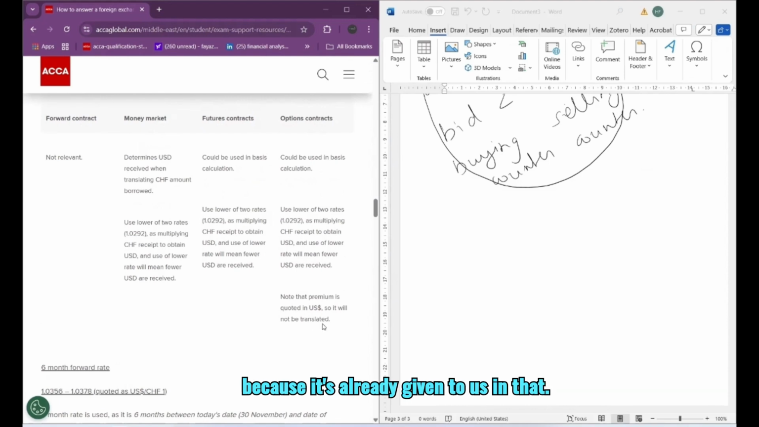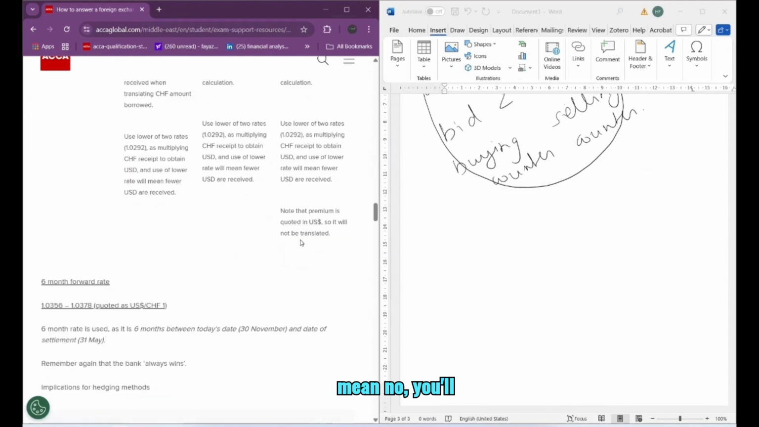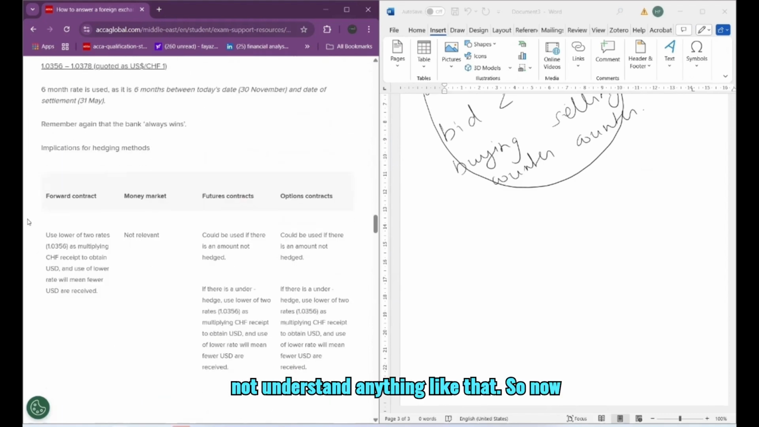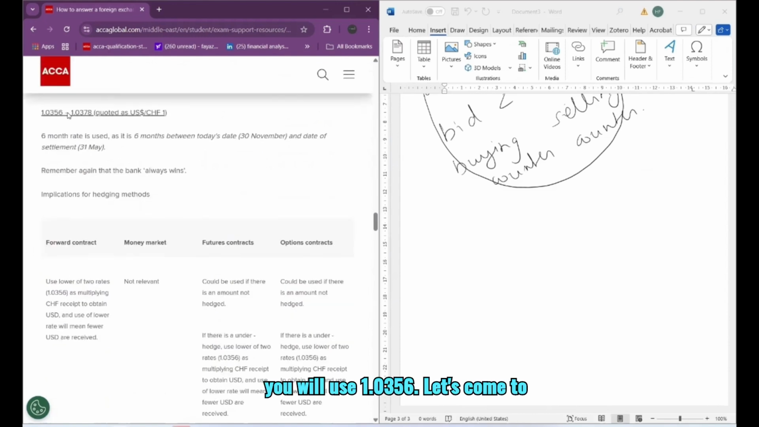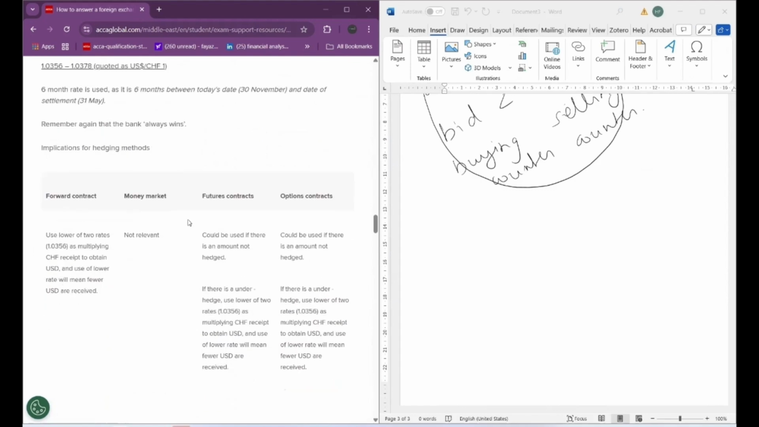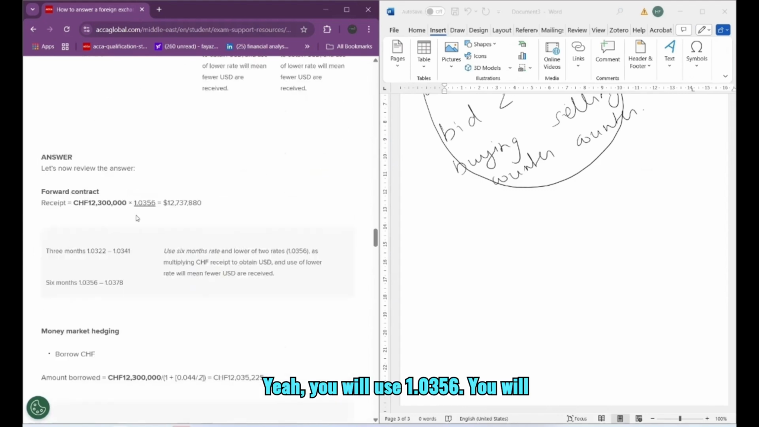Because it's already given to us, why it is saying this is because you're just going to convert. You are going to find out how many. I'll just tell you step by step. Like this, you won't understand anything. Use the lower of two rates as multiply CHF to obtain USD, and use of lower rate will mean... no, you'll not understand anything like that. So now you'll use 1.0356. Let's come to forward contract. You will use 1.0356.